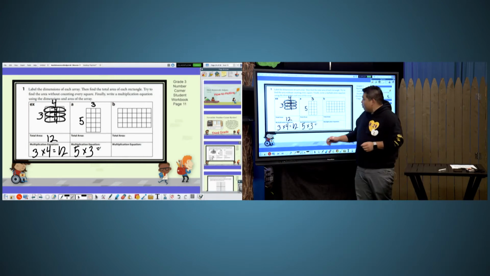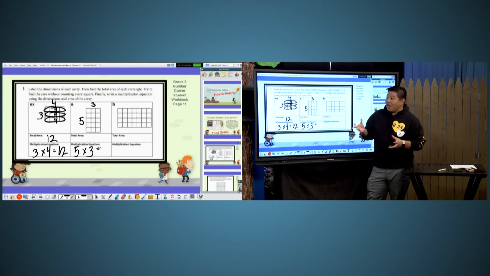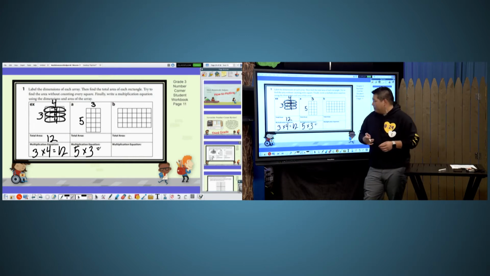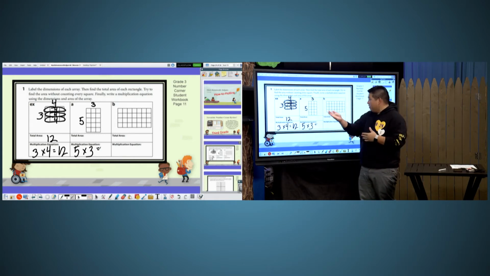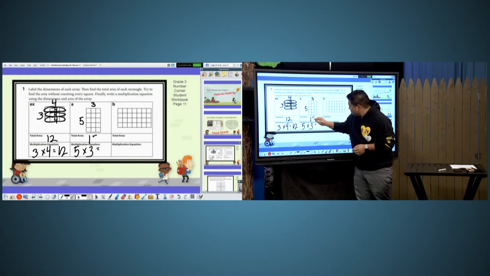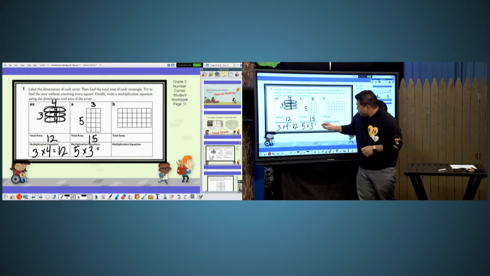You could sit here and count them all, but Max is probably really familiar with his 5 times tables. Is that right, Max? Absolutely. 5, 10, 15, 20, 25, 30. I can keep going. So 5 times 3, 5, 10, 15, is going to be 15. So 5 times 3 equals 15.